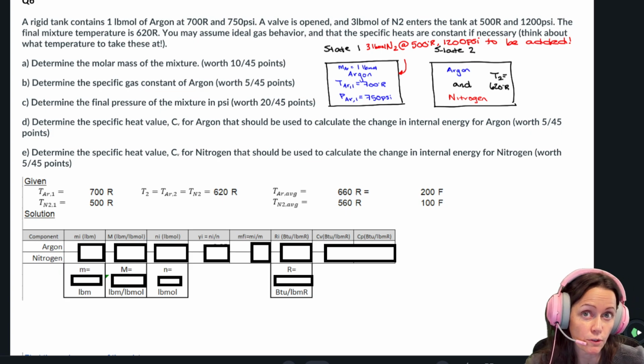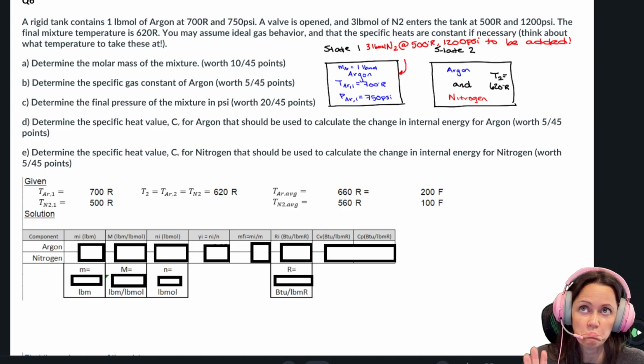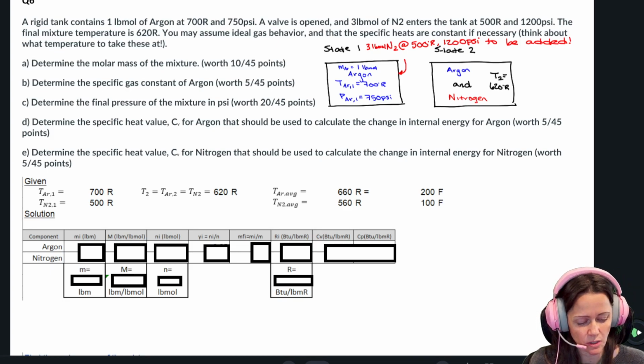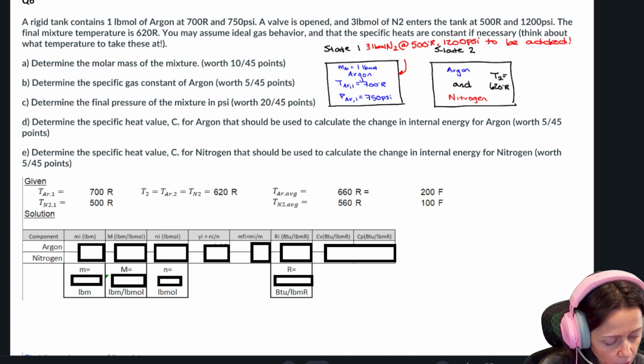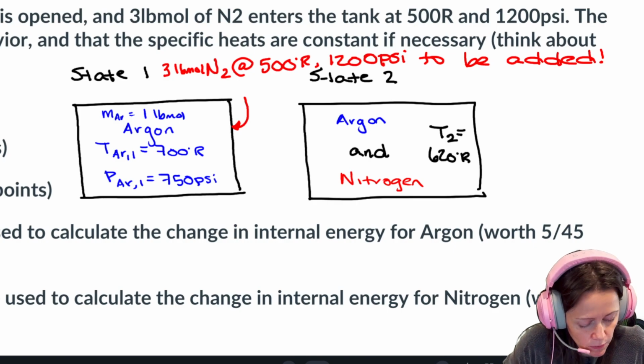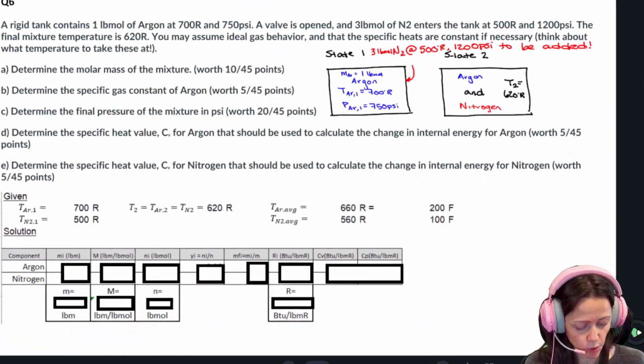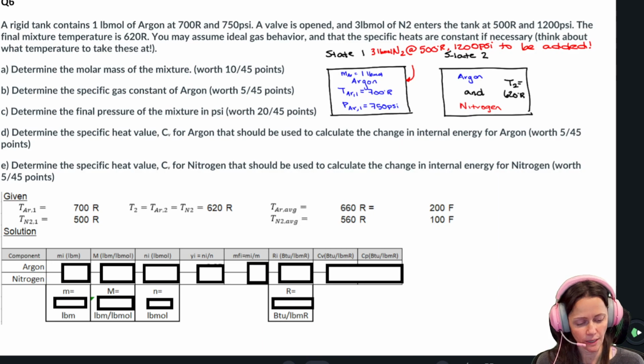So this is just a little bit different from what we've done in 2 other closed system mixing problems. It's different because we start off with a tank and all we've got in it is argon. Then we open a valve and we put some nitrogen in and we allow it to come to equilibrium until the final temperature is 620 degrees Rankine. So we just have to keep that in mind, and we want to find some stuff. I know the solution is online, but it might be helpful to have somebody walk through how we got the numbers that we got.